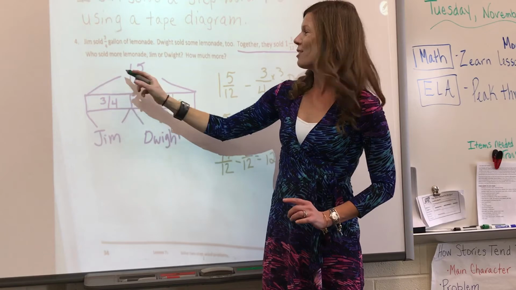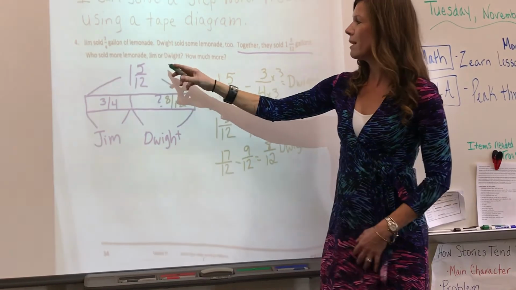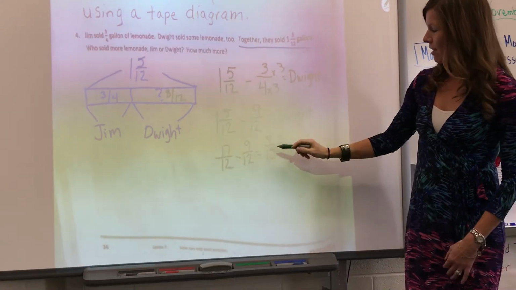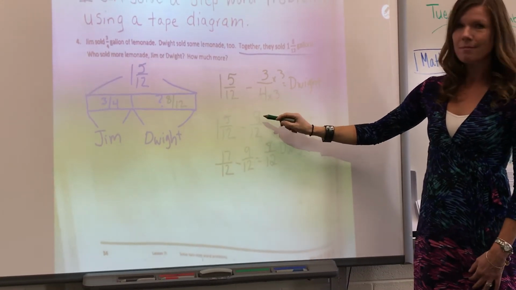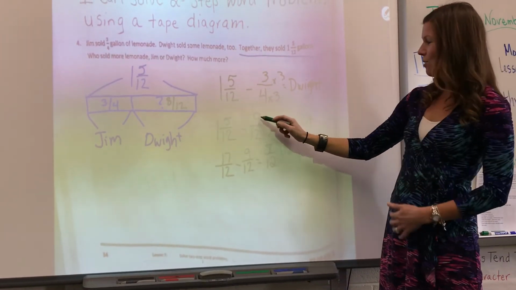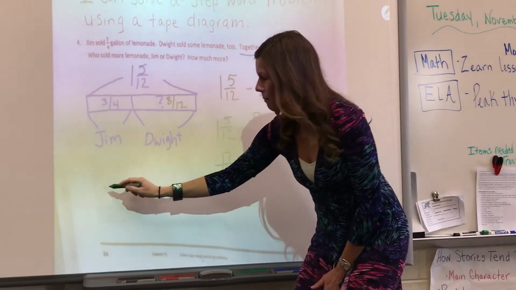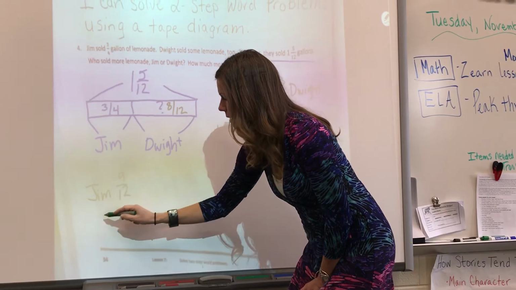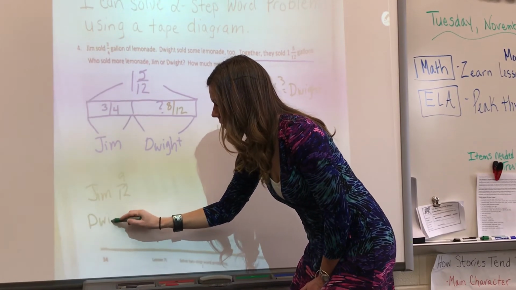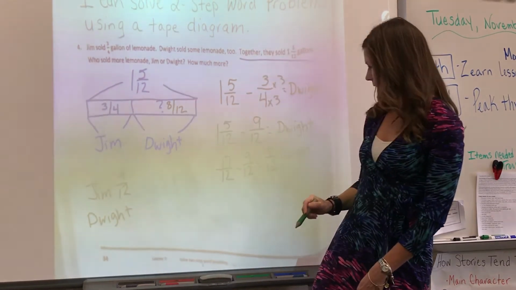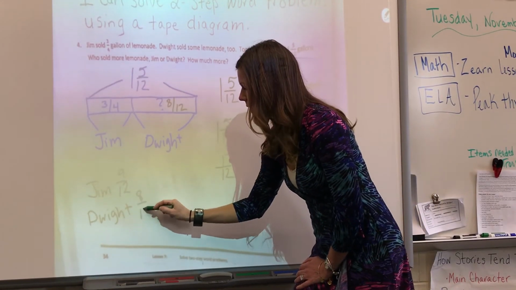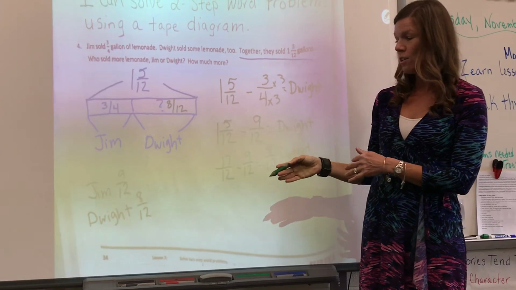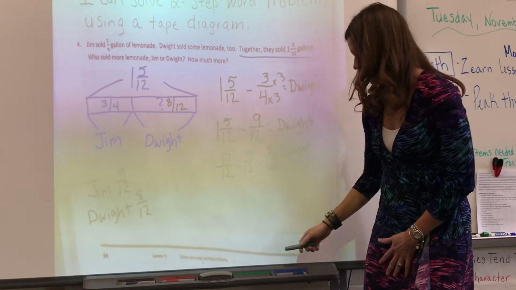The problem isn't actually finished yet, because the question says who sold more lemonade, Jim or Dwight? So I take a look. If I look back at this problem, Jim sold 9/12. So I can make a comparison down here. Jim had 9/12 and Dwight had 8/12. When I compare these two, I can see that Jim sold 1/12 gallon more than Dwight.